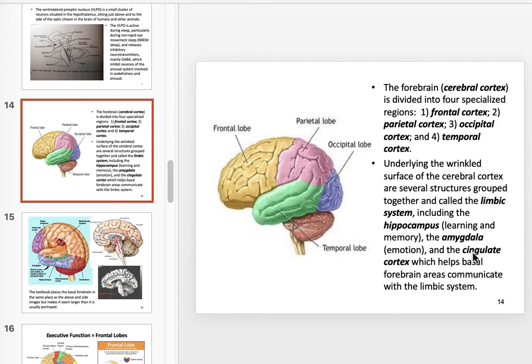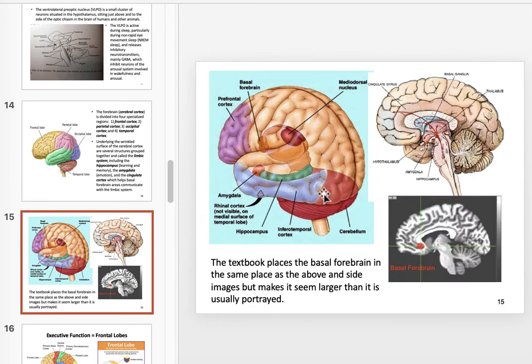And then we have a structure called the cingulate cortex, which is just a region of the brain. And it helps communicate between the limbic system and the basal forebrain, which is this area right at the bottom of the frontal lobe. So let's take some other images. So once again, we've got our mid-sagittal views over here on the right. And then this is kind of an interesting image from the posterior. So we can see the posterior.